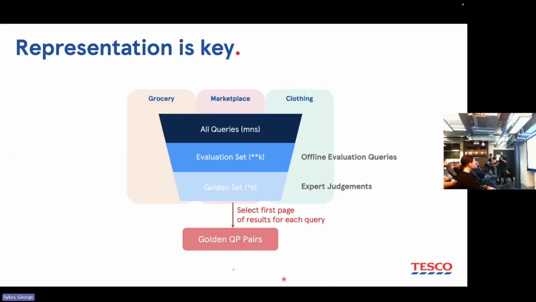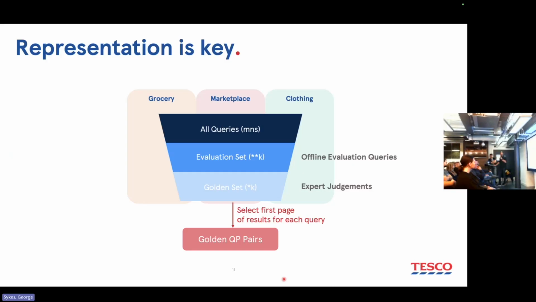Now, the way we went about trying to curate that golden data set is we started with all the queries that we have in our system in a year. And then we filtered it down based on search volume to get to a subset of that, which we will then use for offline evaluation. And from there, we were able to do a random sample of a few thousand queries. And that was the ones that we'd use for our expert judgments.